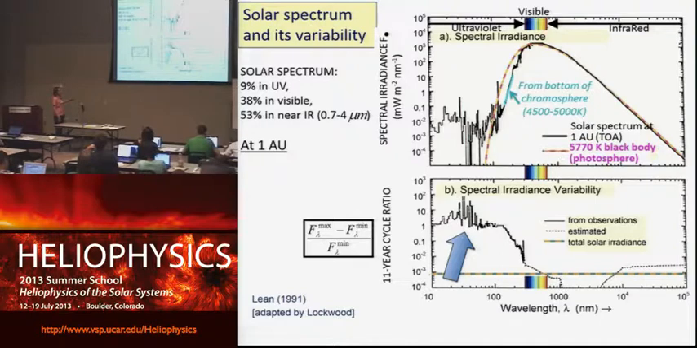In addition, what is shown here is the 11-year cycle ratio as a function, again, of wavelength. And though overall the variation is not more than 0.1%, in the extreme ultraviolet it's more than 100%. So solar variability, the solar cycle, will strongly influence the ionosphere.